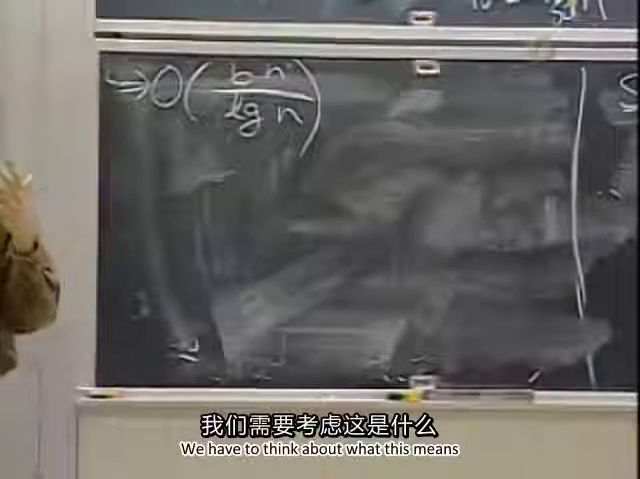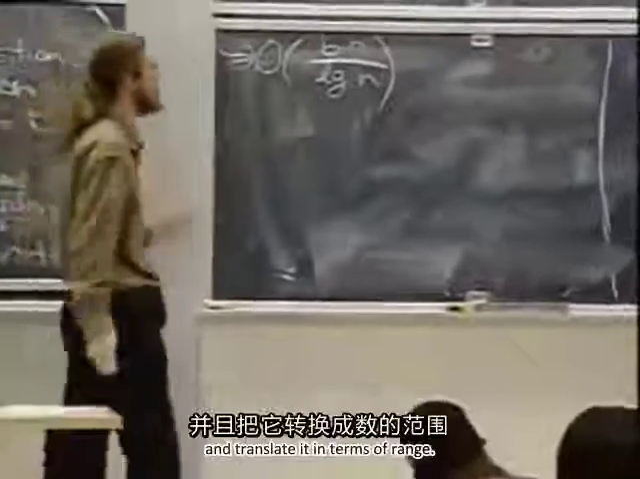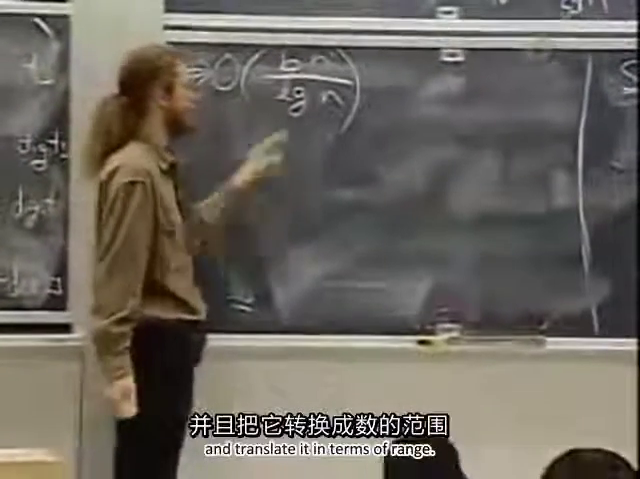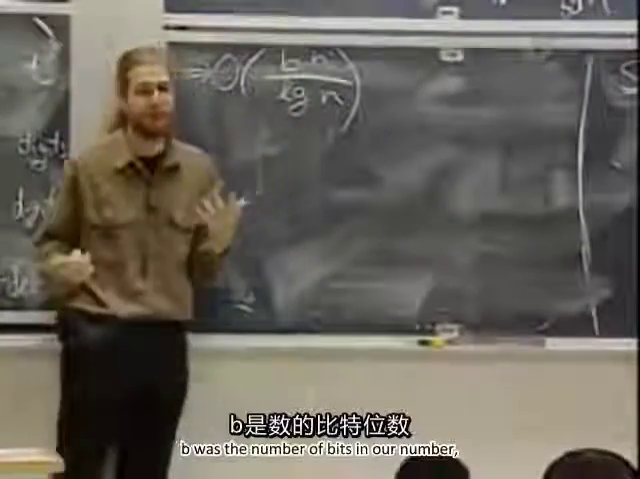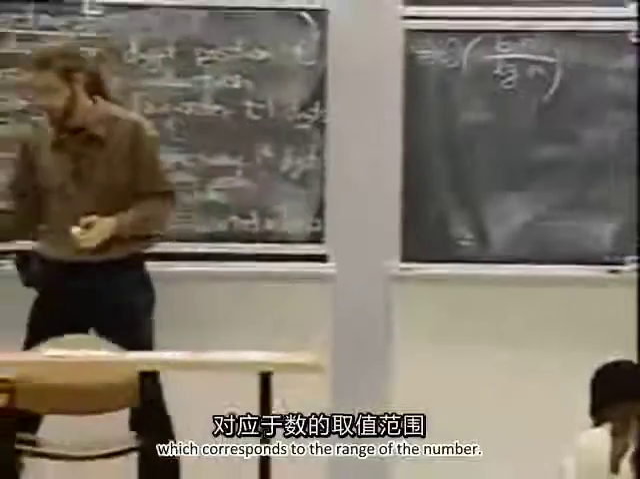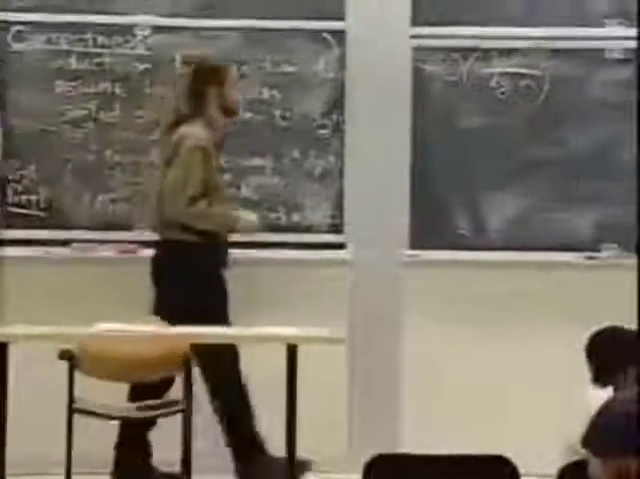Okay, we have to think about what this means and translate in terms of range. b was the number of bits in our number, which corresponds to the range of the number.